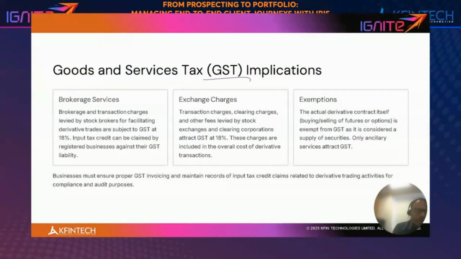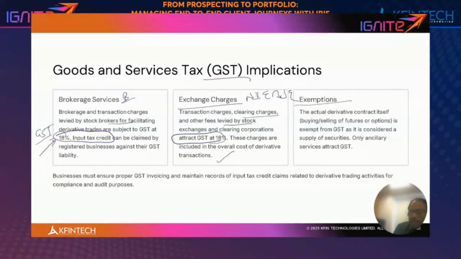Now we have the GST. Brokerage and transaction charges levied by stockbrokers are subject to 18% input tax credit GST. Fair and square, we know what is GST. Transaction charges, now this is for the broker, this is for your exchanges, NSE and BSE. Transaction charges, clearing charges and other fees levied by stock exchanges again attracted 18% GST.